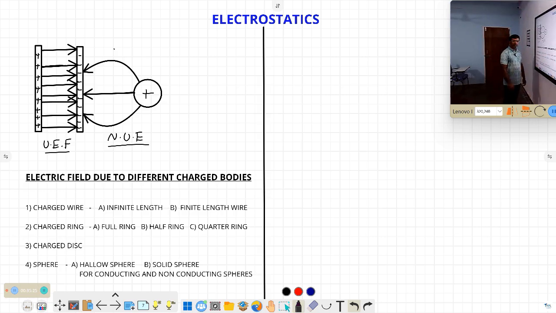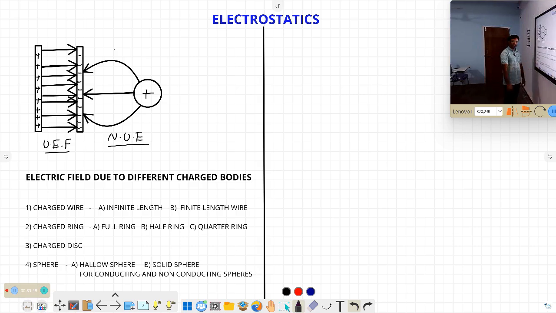Next one, the charged ring. That means we take a ring, and if we charge that ring, what is the electric field intensity due to the charged ring at any point around it, inside or outside? There are different types of rings we can take: full ring, half ring, and quarter ring. We can discuss like that. This is important for the competitive examinations, for Mains and Advanced levels.